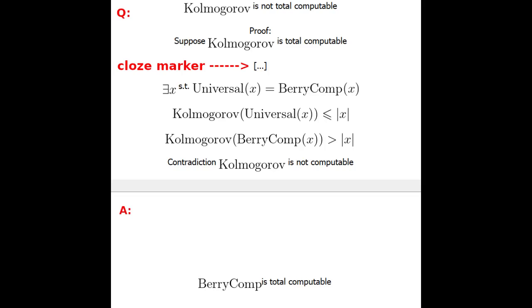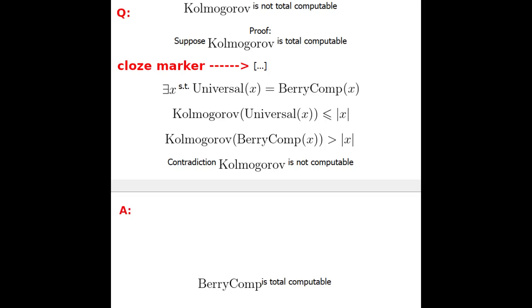So I suppose that it is total computable. And then the next line of the proof is that another function that I call berry_comp is total computable. And I made a flashcard that says that if Kolmogorov is total computable, then berry_comp is total computable. And I memorized the implication, and I memorized the proof of that implication. So I already know that.